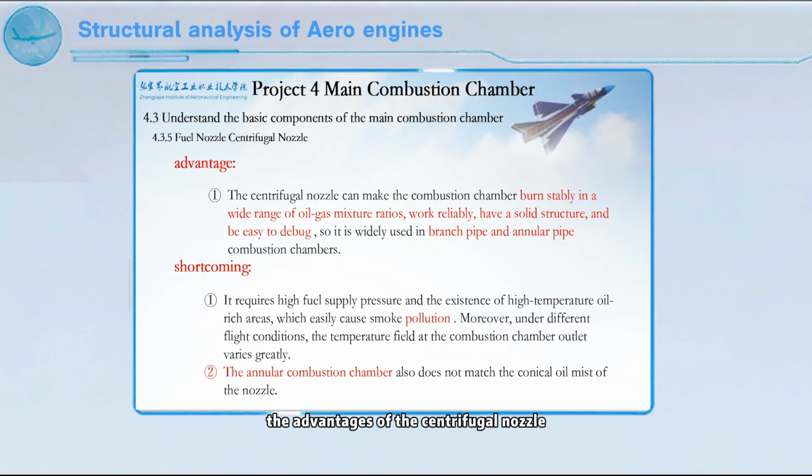The advantages of the centrifugal nozzle are that it can make the combustion chamber burn stably in a wide range of oil-gas mixture ratios, work reliably, have a solid structure, and be easy to debug, so it is widely used in branch and annular tube combustion chambers. The disadvantages are high requirements for oil supply pressure, the presence of high-temperature, oil-rich areas, easy to cause smoke pollution, and the combustion chamber outlet temperature field varies greatly under different flight conditions. Secondly, the annular channel of the annular combustion chamber does not match the conical oil mist of the centrifugal nozzle.